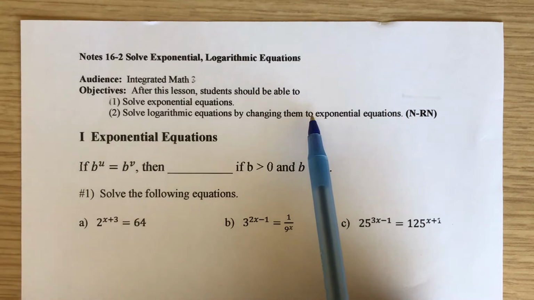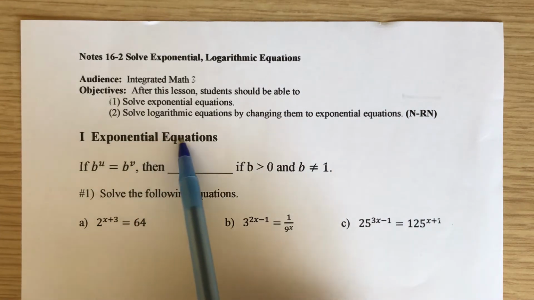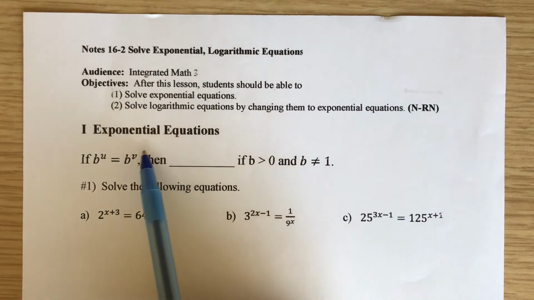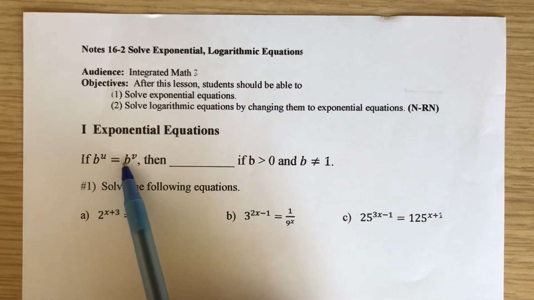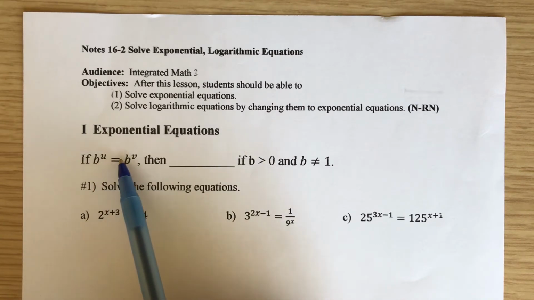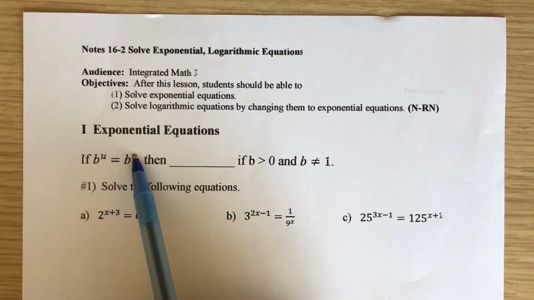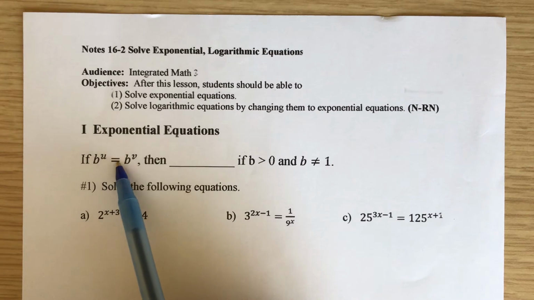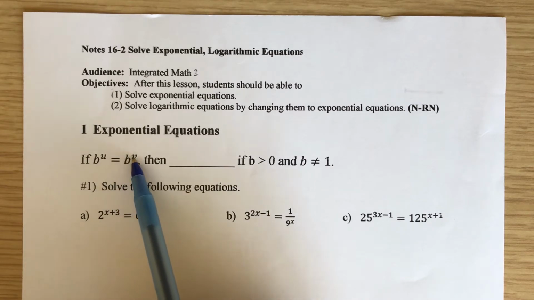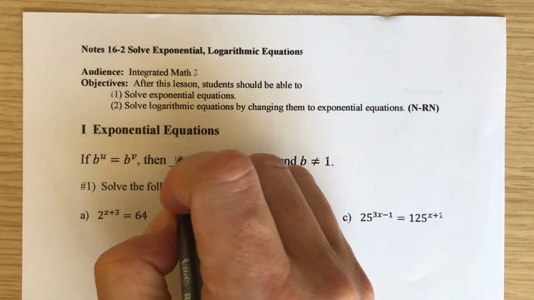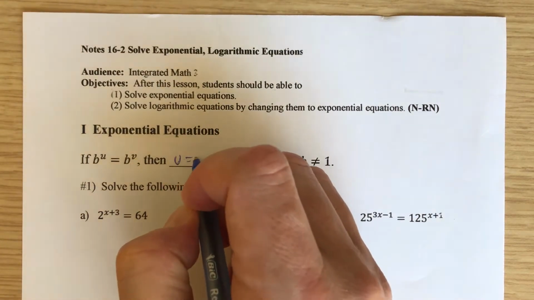Presence, yeah. All right, so solving an exponential equation, well, the goal is going to be very simple here. If we can get two expressions that have the same base that are equal to each other, then the exponents will have to be equal. So if this value b raised to the u is equivalent to this value b raised to the exponent v, then we know that u is equal to v.